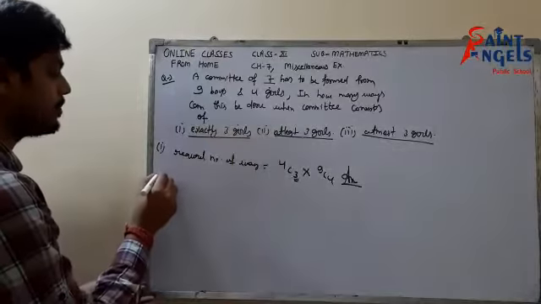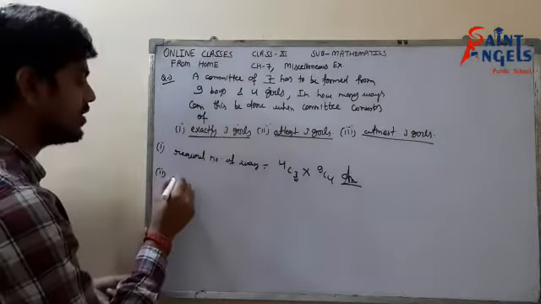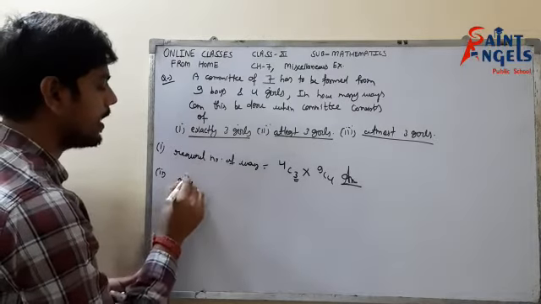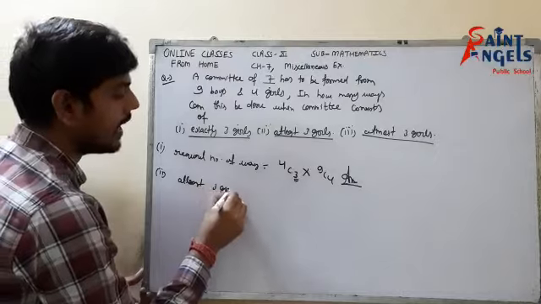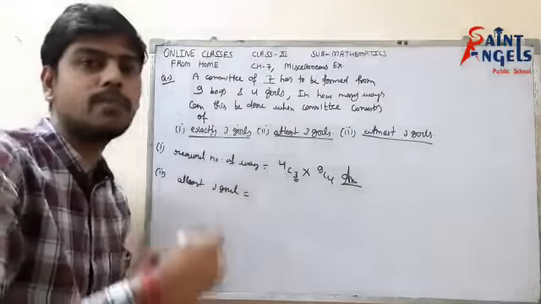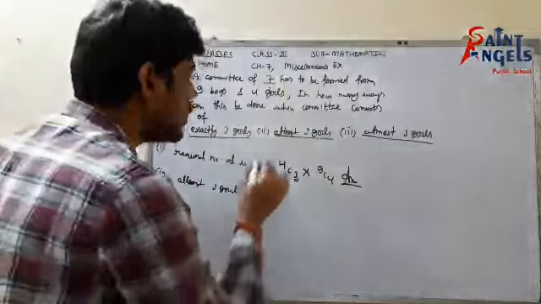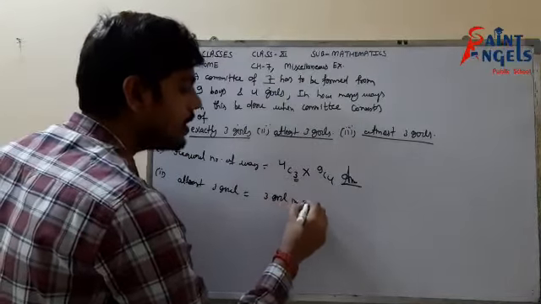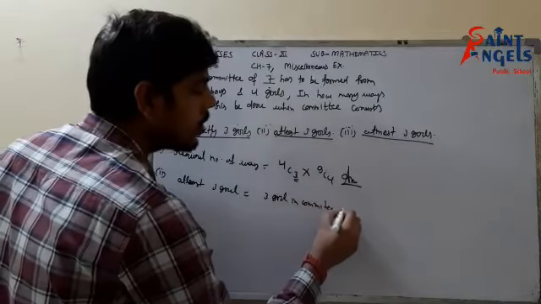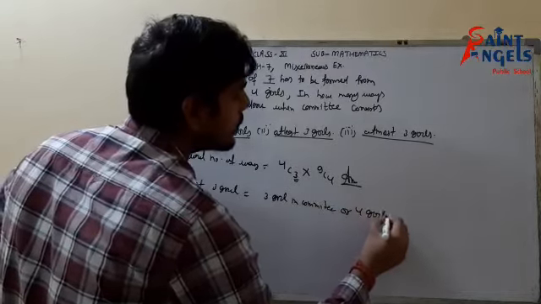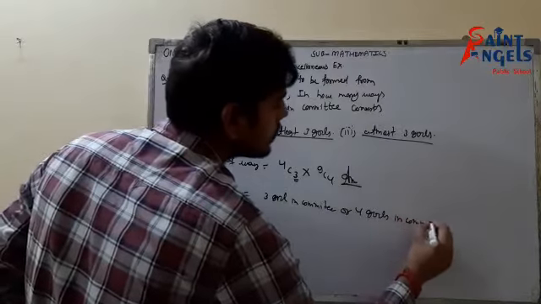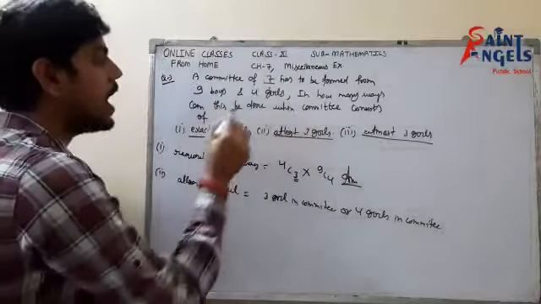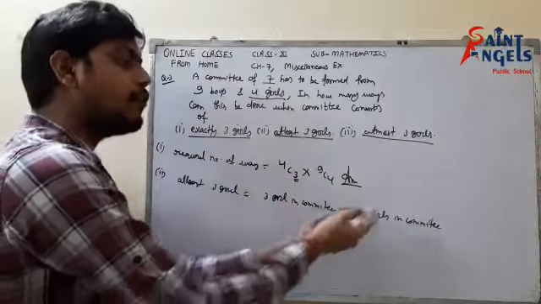Now look at the second part. Question number 2 is at least 3 girls. At least 3 girls. At least means minimum 3, maximum could be to any extent. So at least 3 girls means what? 3 girls in the committee or 4 girls in the committee. Minimum 3, maximum could be any number. But we have only 4 girls, so it could be 3 and 4 only.